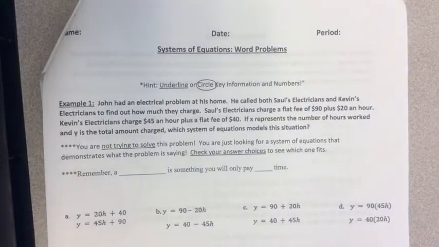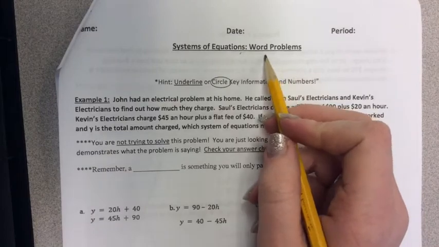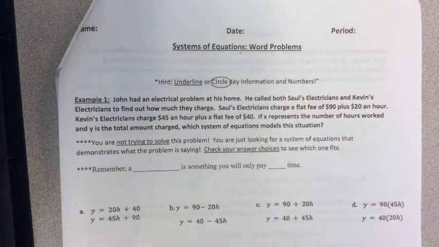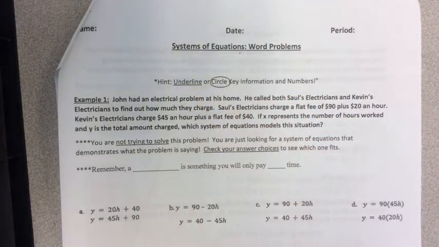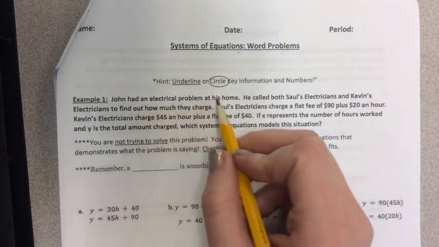Today we're going to continue talking about systems of equations, but now we're going to look to see what happens when we're given a lot more information with word problems. So we want to underline or circle key information and numbers. John had an electrical problem at his home.